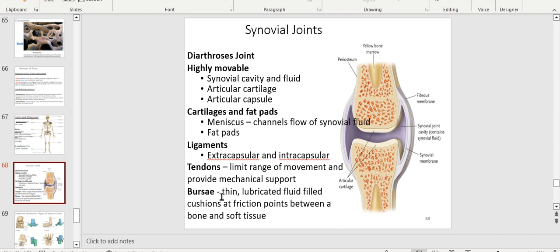Bursae, these are interesting there. Thin, lubricated, fluid-filled cushions at friction points. So what'll happen there is if someone was working on their knees a lot, for whatever reason, whatever job, make one up in your head, I don't care. If someone is working on their knees a lot, they'll need knee protection, because if they don't, these bursae, these fluid-filled sacs, will develop there. It's just a protection mechanism to protect the knee.